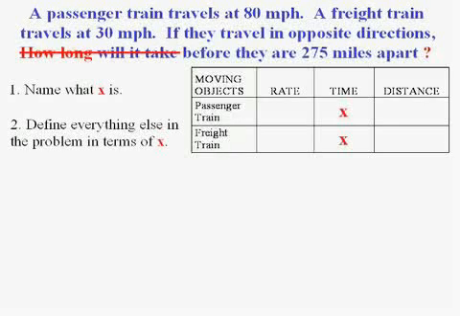Now let's define everything else in the problem that we can get. We need to get 4 out of the 6 boxes, and we have 2 of them already. A passenger train travels at 80 miles an hour. There we go. His rate is 80. And I'll cross that out. The freight train travels at 30 miles an hour. I can put that in and cross that out. Now I already have 4 out of 6 boxes. I fill in the other 2 using the formula.